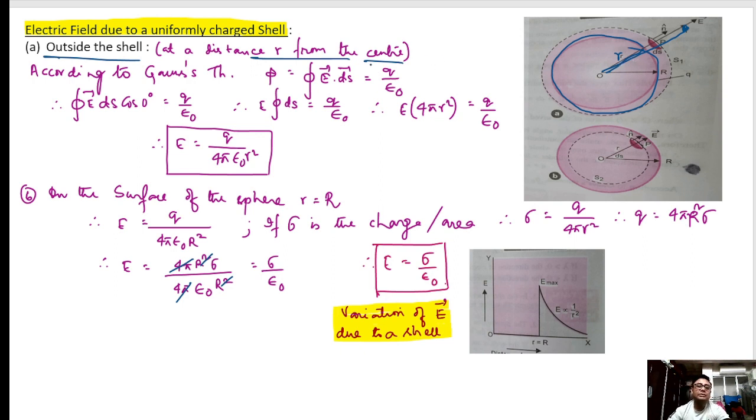So according to Gauss's theorem, the total flux coming out will be the integral of E dot ds, which is Q by epsilon o, because these are all charged.